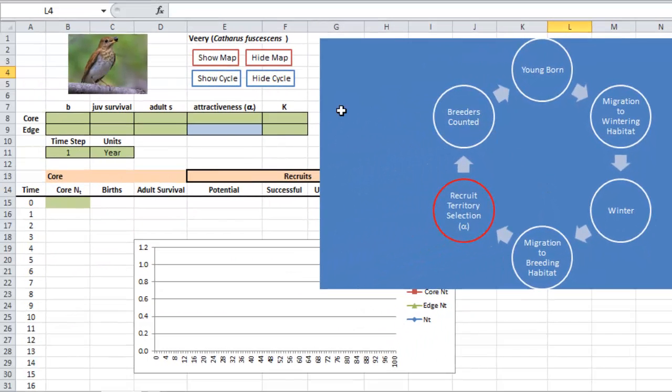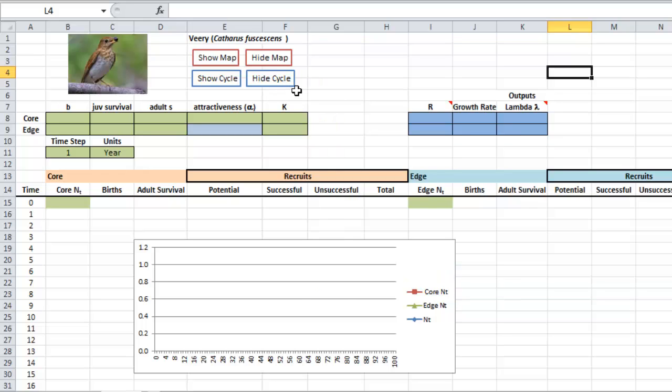Alright, now let's go ahead and hide this cycle, and we'll go ahead and enter the parameters for this model. We have our core habitat parameters in columns B through F in row 8, and then in row 9 we have the parameters for the edge habitats. We'll let the birth rate for the core be 0.5 and the birth rate for the edge be lower at 0.3.